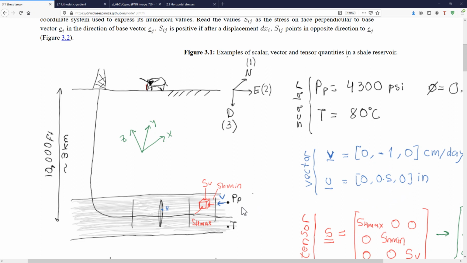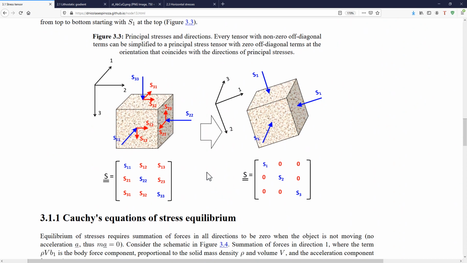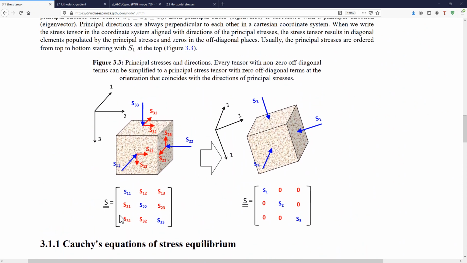And it's very similar with the tensor. There is always going to be a coordinate system for which I can reduce a stress tensor with all its values different than 0, and physically that means with shear and normal stresses, to a stress tensor in which I just have normal stresses and the shear stresses equal to 0.